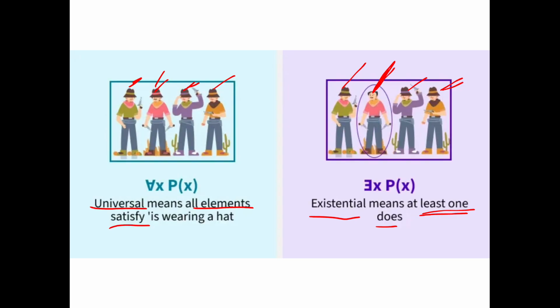So again, the difference between universal and existential: in the universal, all elements should satisfy, and in the existential, at least one must be present for it to be true.